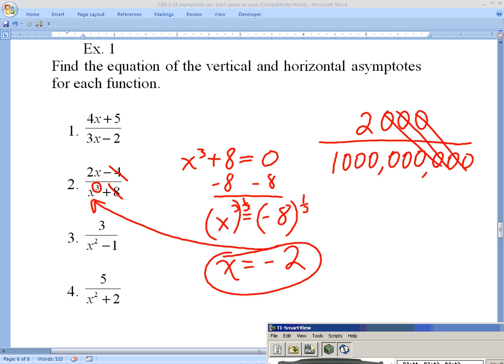So what number are we approaching? We're getting smaller and smaller, not in the negative direction, but just towards 0. So my horizontal asymptote is going to be y equals 0. And again, it's because there's a higher order in the denominator.